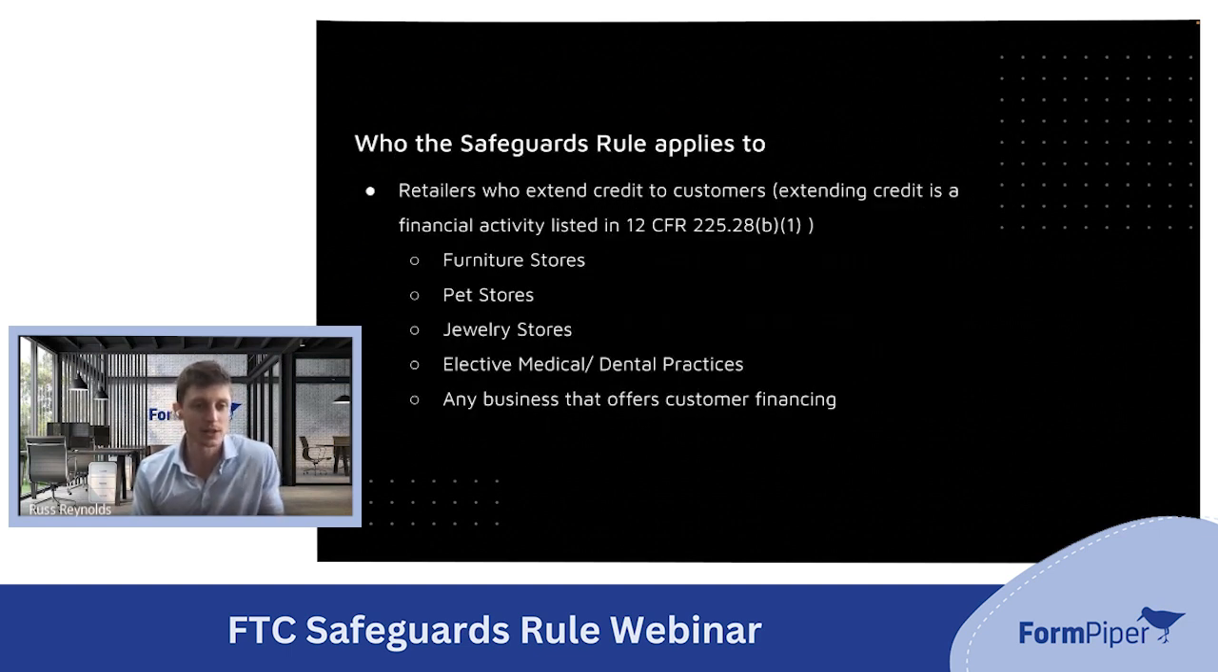So who does this rule apply to? The Safeguards Rule actually applies to a lot more than what you see right here. It does apply to retailers who extend credit to consumers. So furniture stores, pet stores, jewelry stores, elective medical and dental practices, really any businesses that offer consumer financing or financing in any way, shape, or form. So like mortgage companies as well.